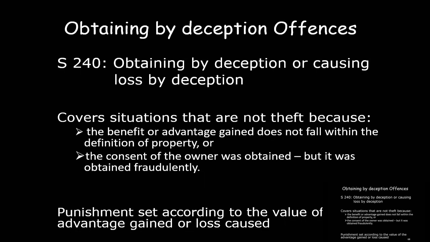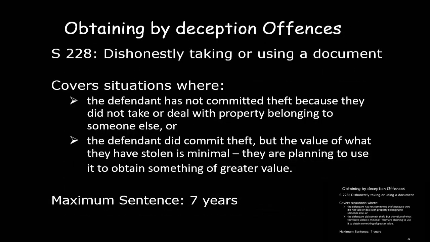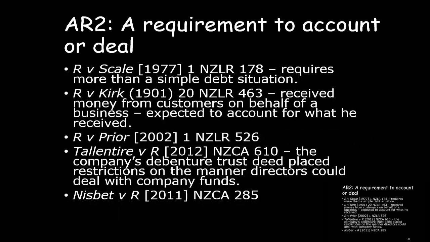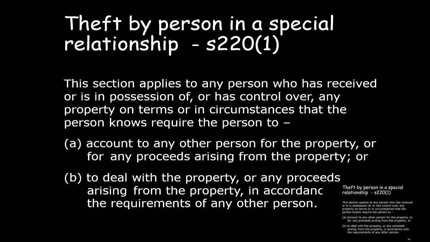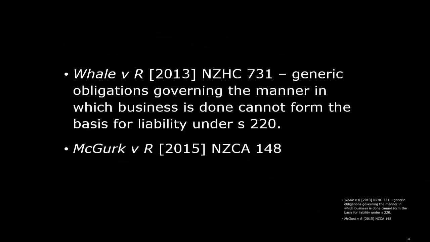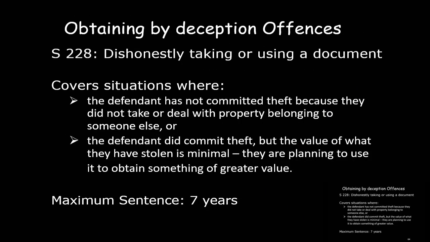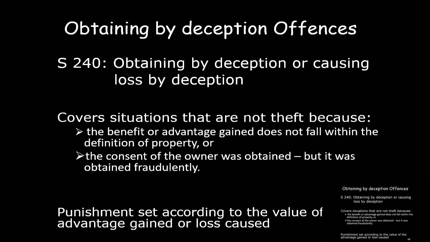Okay, so for our 228, the punishment is 7 years, so quite hefty. And I think, well, theft in a special relationship is, have I remembered, I think it's 7 years as well. I haven't got it there, but yeah, so these, we're back to sort of looking at what is the value of the property as opposed to just a maximum sentence.